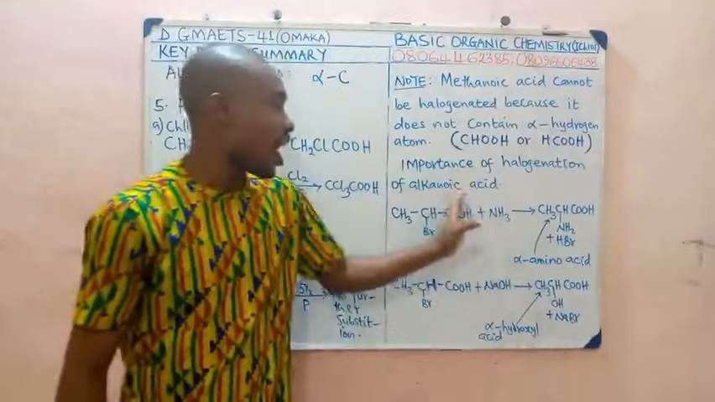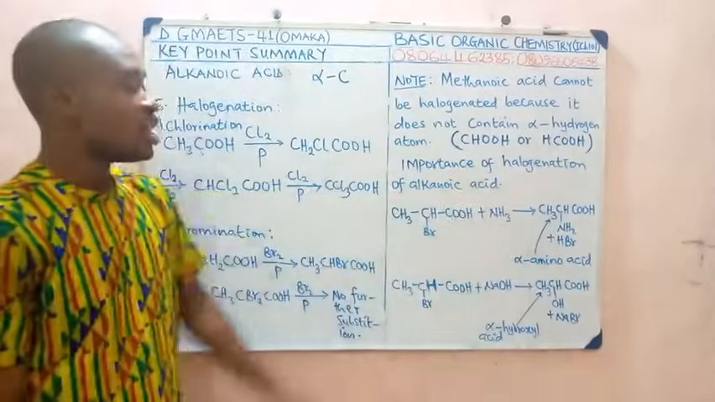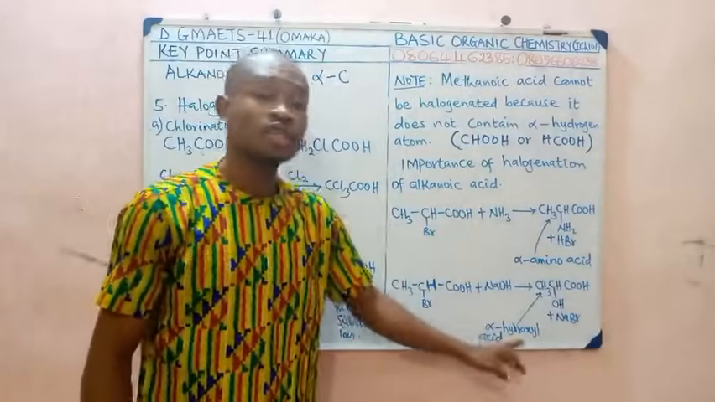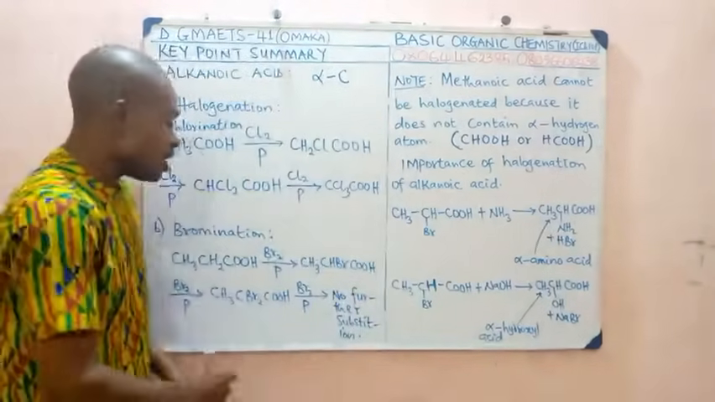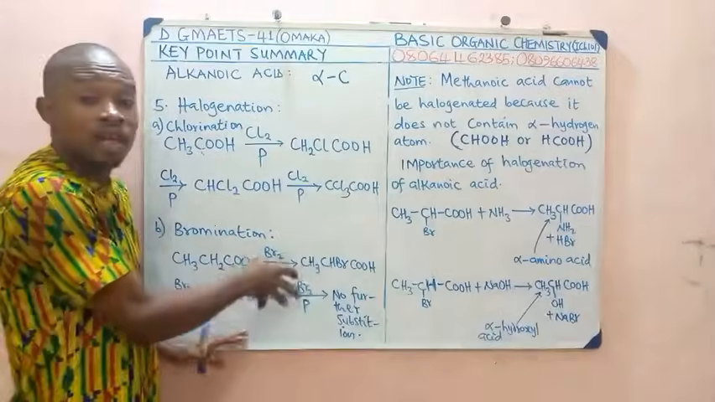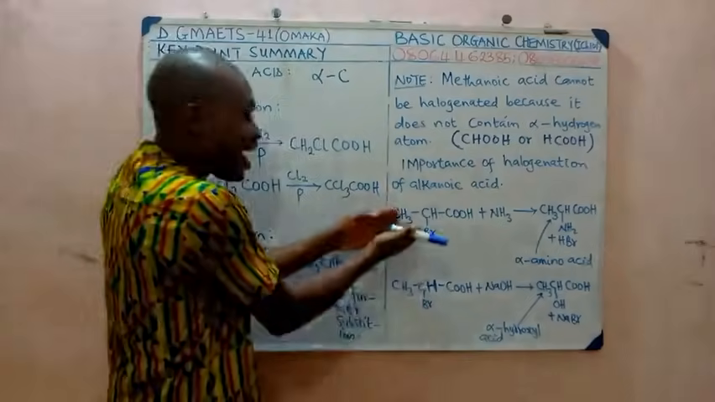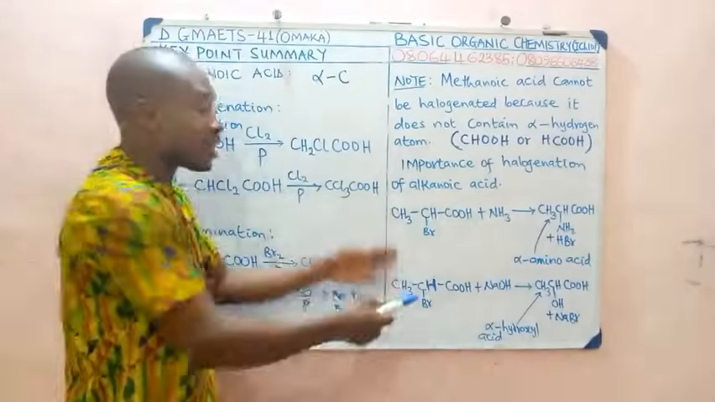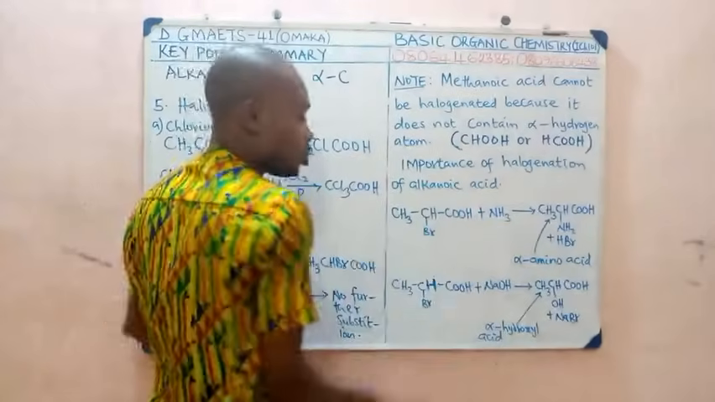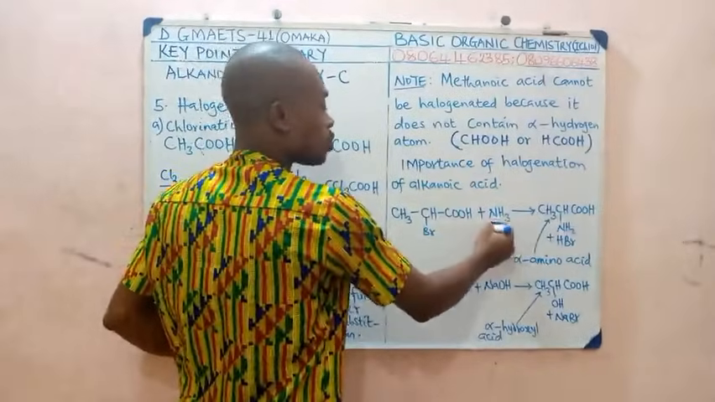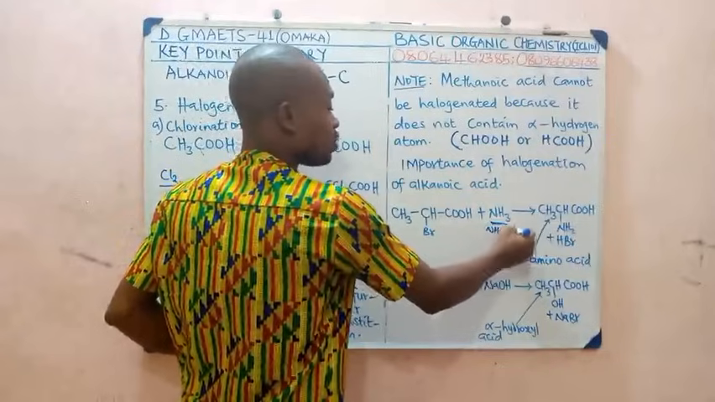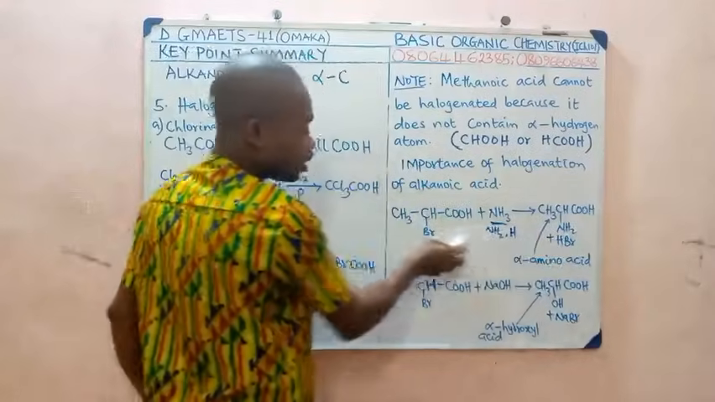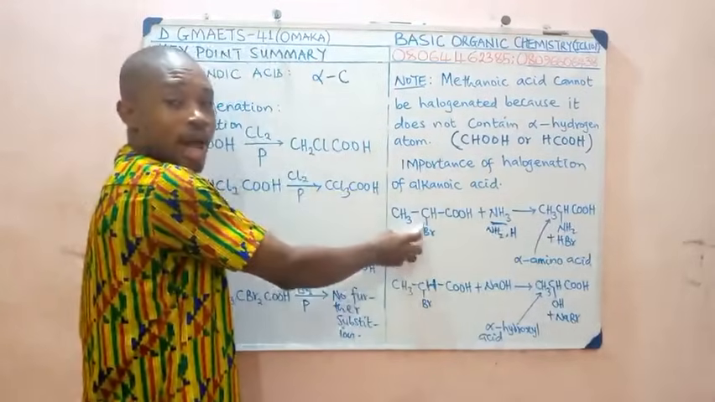What is the importance of halogenation of alkanoic acid? The importance is the ability to form alpha amino acid and alpha hydroxyl acid. What do we mean by that? This halogen that we have on the alpha carbon, when you react the bromo or chloroalkanoic acid with, say, ammonia, during the reaction, this ammonia will split to NH2 and release hydrogen. The hydrogen will pick this bromine to give us hydrogen bromide, the leaving group. NH2 will take that position. Are you getting me right? To give us the amino.